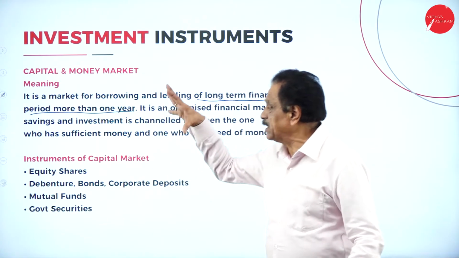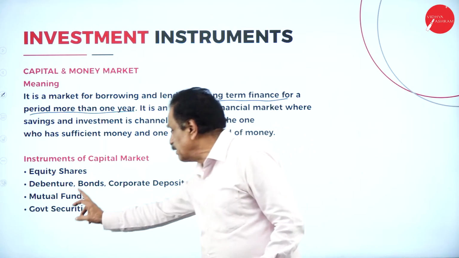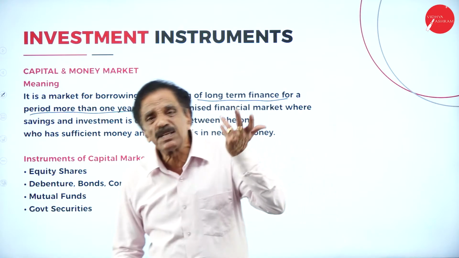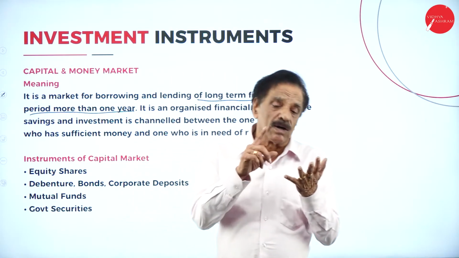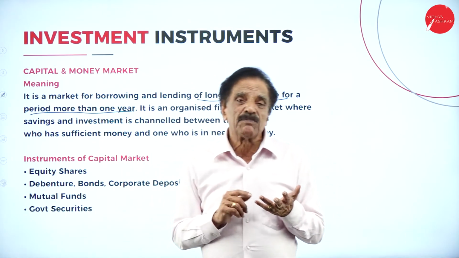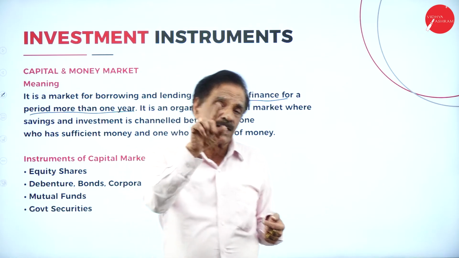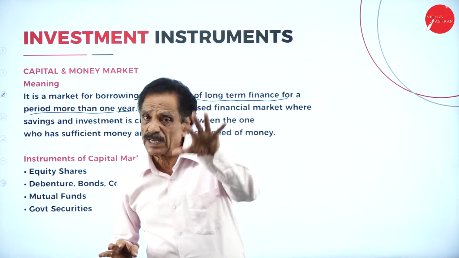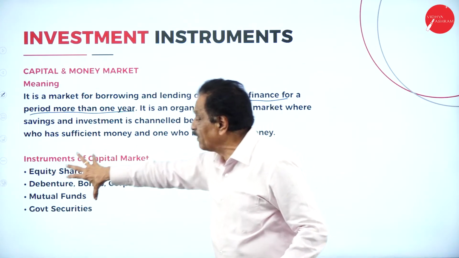So you must have certain instruments. What are the instruments? One is equity share, debenture, mutual fund and government securities. So what is an equity share? We ask the public to become a shareholder. There are two types of share. One is called equity share, another is called preference share. Equity shareholders are permanent shareholders, whereas preference shareholders are temporary shareholders. An equity shareholder has the right to vote, whereas preference shareholders do not have the right to vote. This is the first instrument.